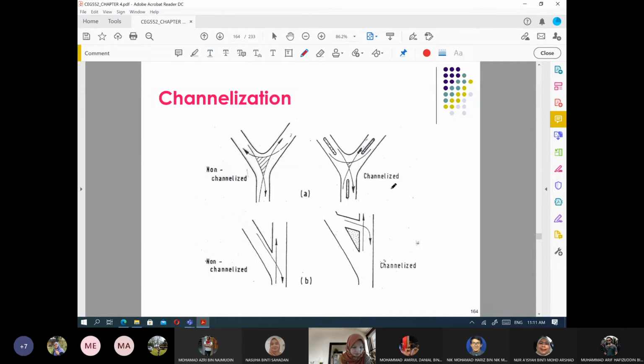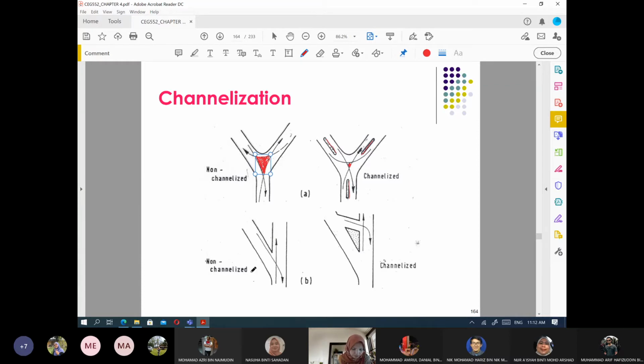Just to show you the area of conflict. See, this is the area of conflict before channelized. Very big area that covered at the center here. Dia kan ada konflik lah dekat tengah-tengah tu. So bila you provide channel, ni channel 1, channel 2, channel 3, so area of conflict di tengah-tengah tu kita dah boleh kecilkan. Okay. You will be reducing the area of conflict.